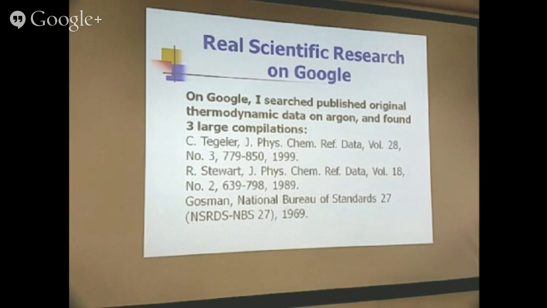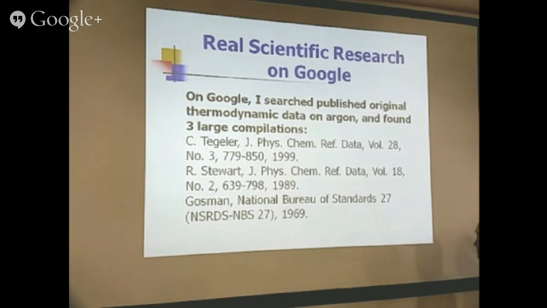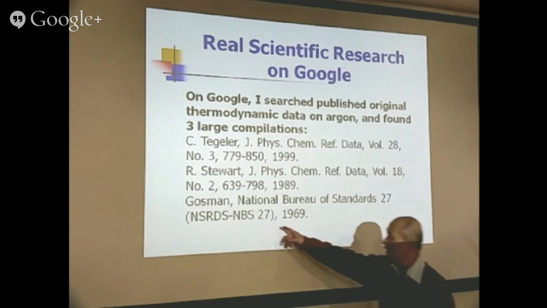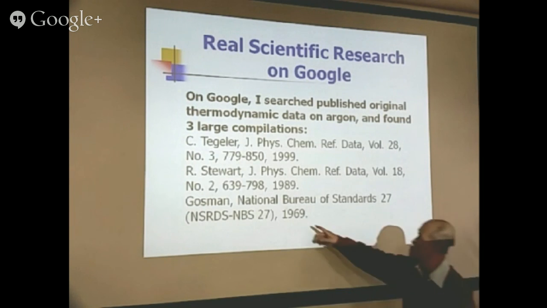They cover a wide range of temperature and a wide range of pressure. The biggest paper is this one from the Bureau of Standards. The Bureau of Standards has a whole laboratory devoted to cryogenic research, and they collect all this data for all different molecules. The number 7 is specifically on argon. It's from 1969.